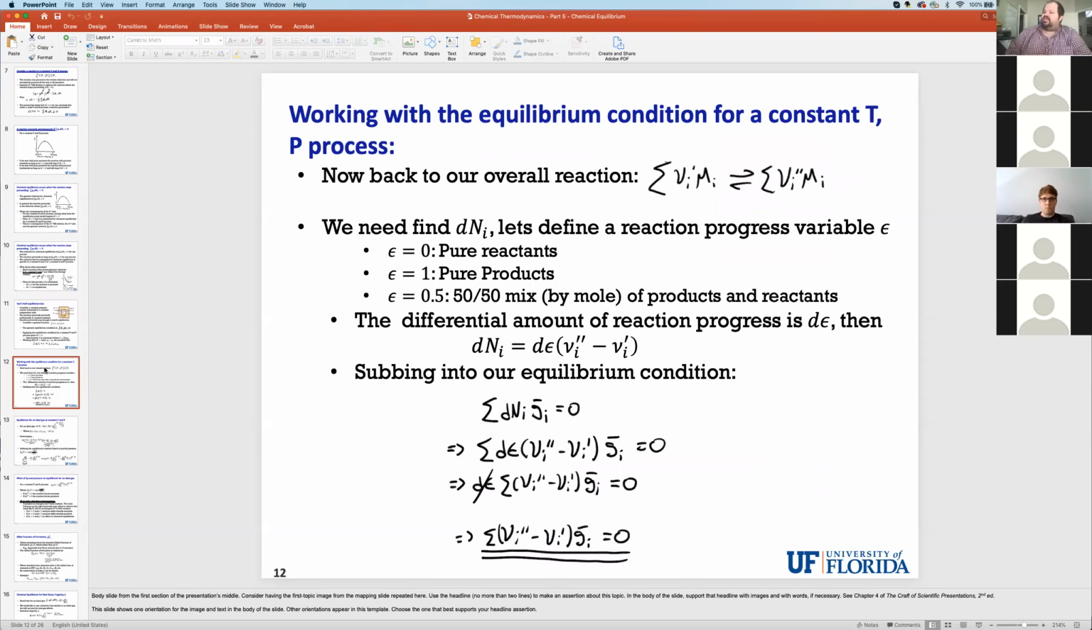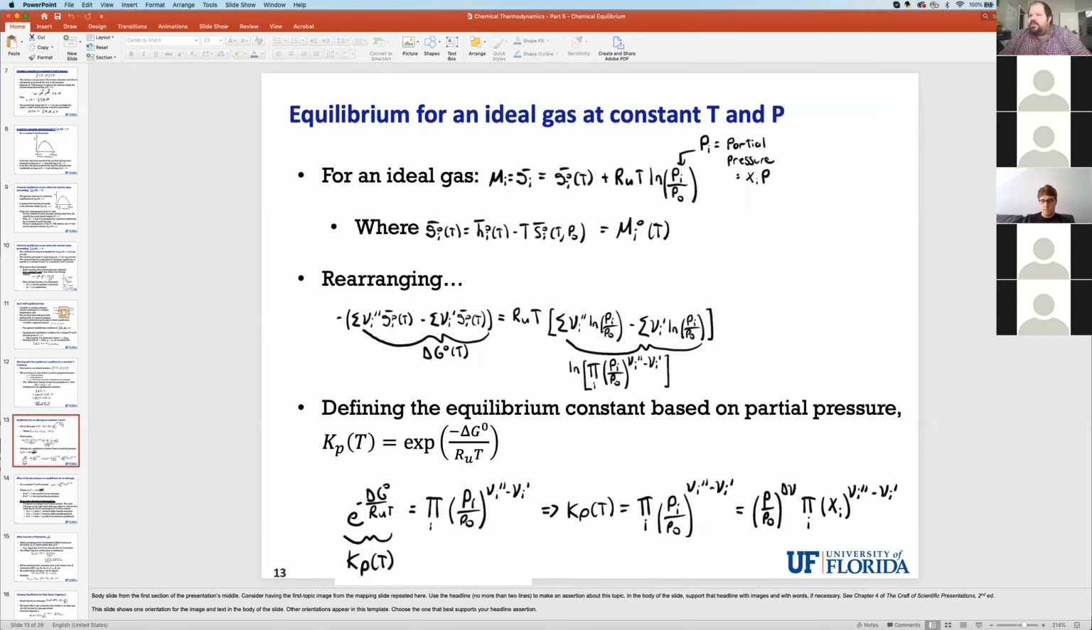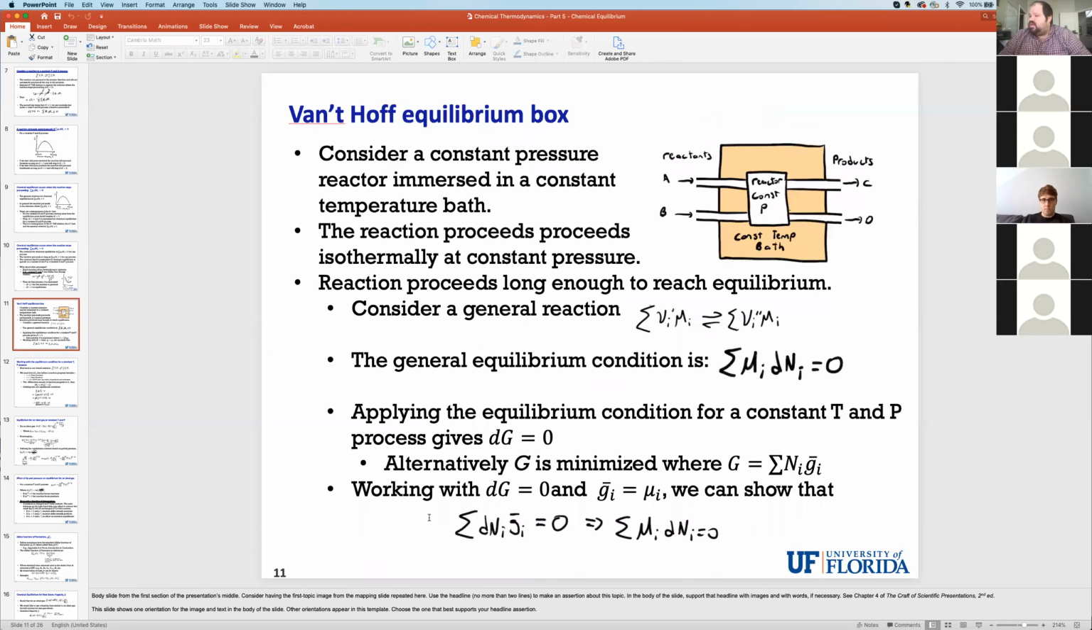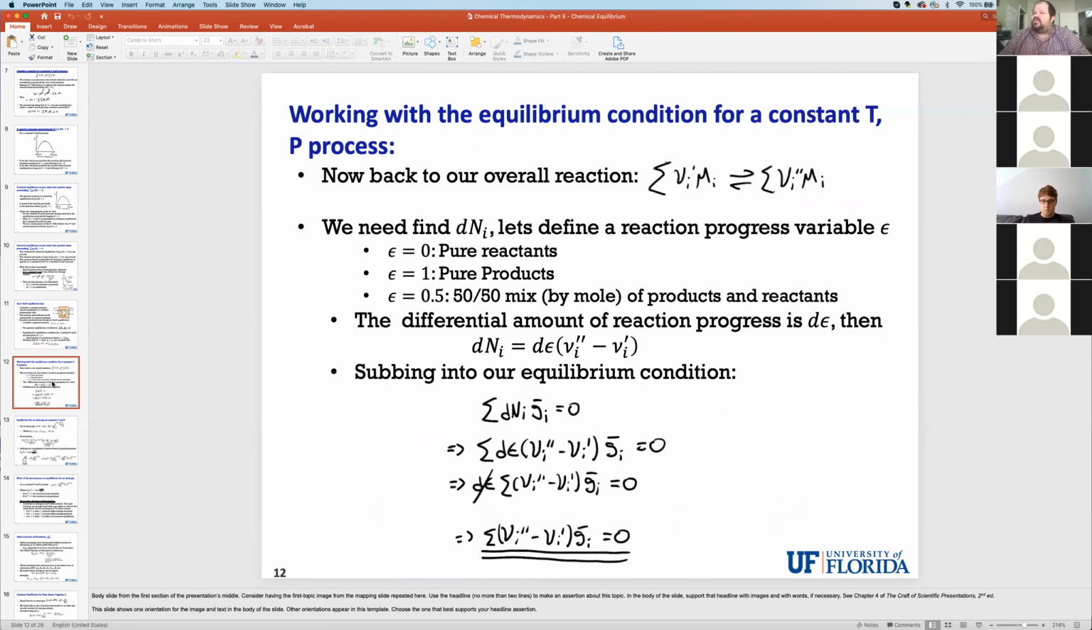So now we will basically work with this, for our constant temperature and pressure process. So, back to the overall chemical reaction given by this. Now we want to apply this condition here, but we first need to find dn_i for basically all of these reactions, or I mean, for all of these species. Okay, and so for our overall reaction, we need to find dn_i.